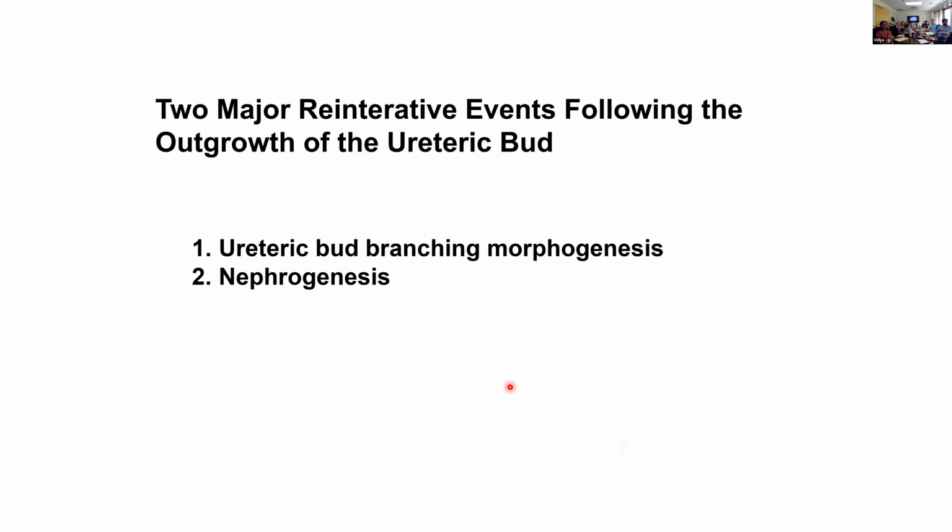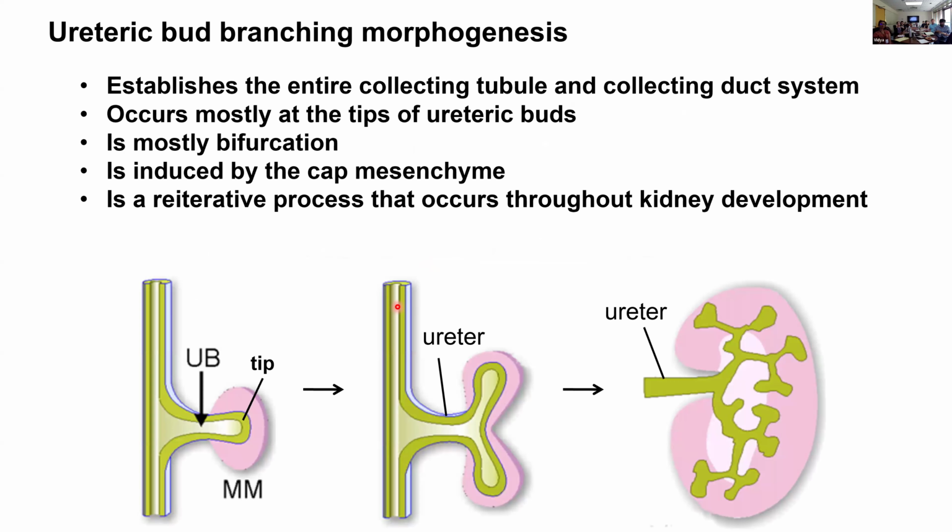So, then we go down to the subsequent events from UB outgrowth. Once the UB invades into the metanephric mesenchyme, two reiterative events occur throughout the rest of kidney development, and that is UB branching morphogenesis and nephrogenesis. So we'll first talk about UB branching.